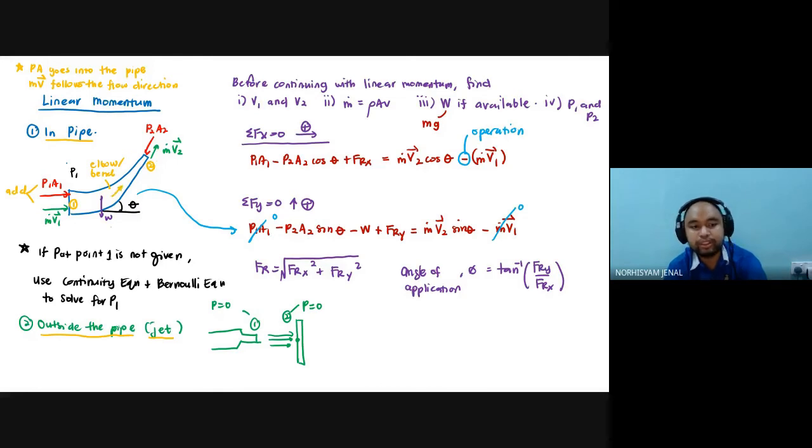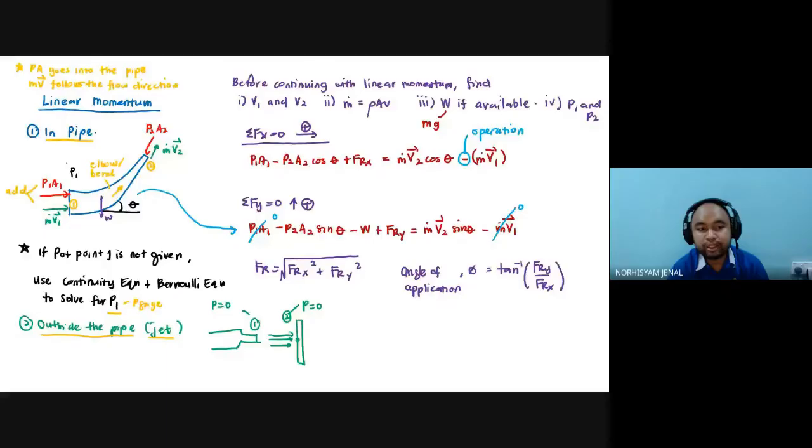Okay, so for this question, the flow is going that way. The first thing to check is P at point 1. Usually point 1 will be the main pressure inlet for the question. If it is not given, use the continuity equation plus Bernoulli equation to solve for P1. This is a very important part. We need to solve P1 first. Because this is in chapter 3, normally P1 will be in terms of gauge pressure.